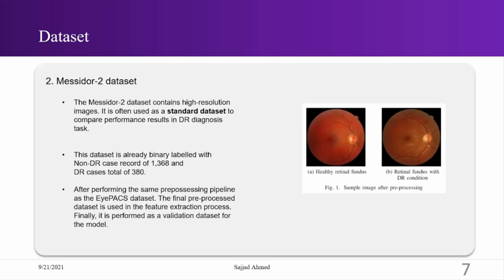And then the next dataset that we have used is called the MISIDO2 dataset. It is often used as a standard dataset to compare performance results of DR diagnosis tasks. In this dataset, there are not that many samples compared to the IPEX dataset. For this dataset, we perform the similar pre-processing pipeline and also the feature extraction method similar to IPEX as well. And we keep this dataset for validation purposes.